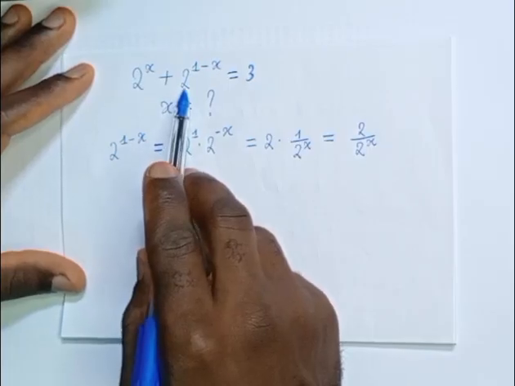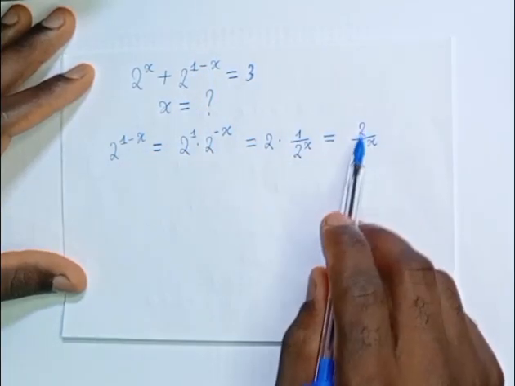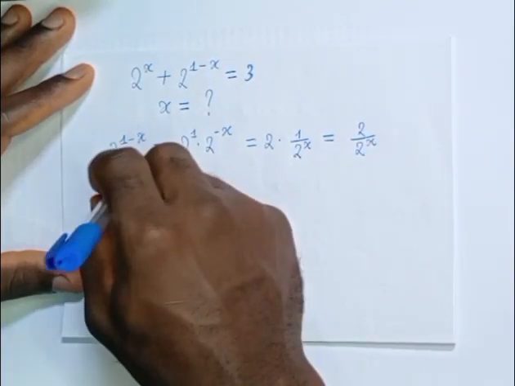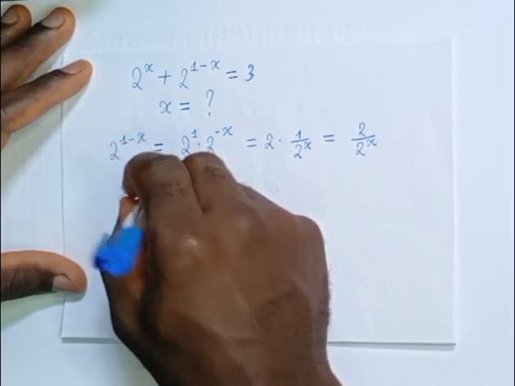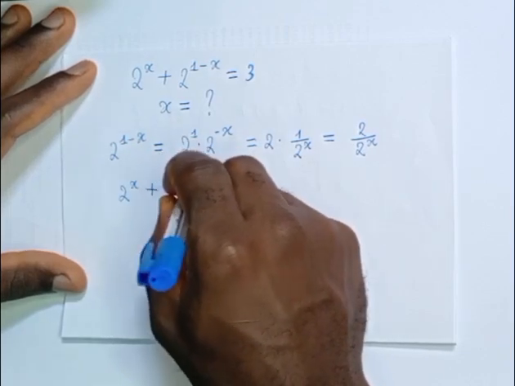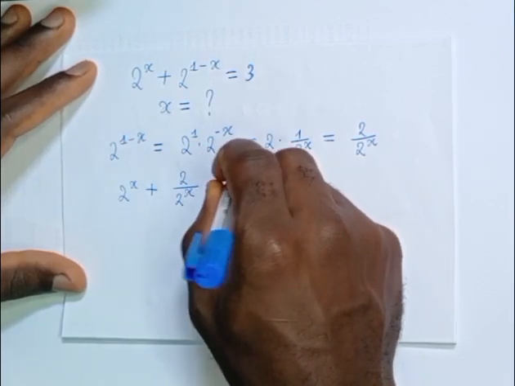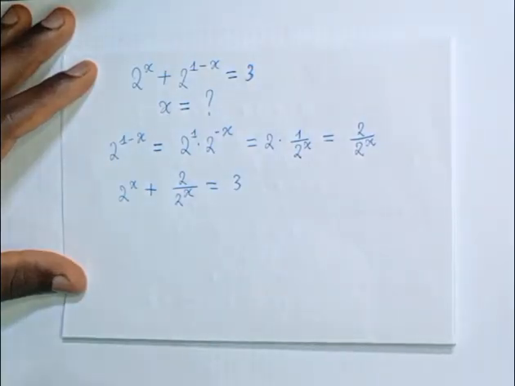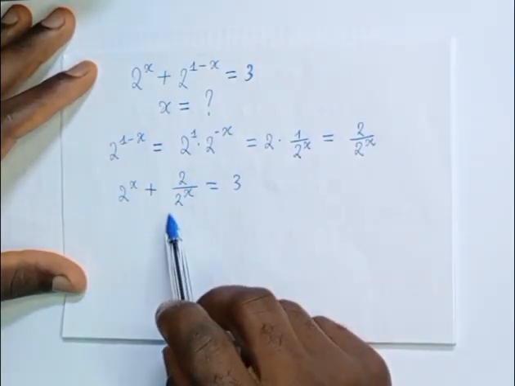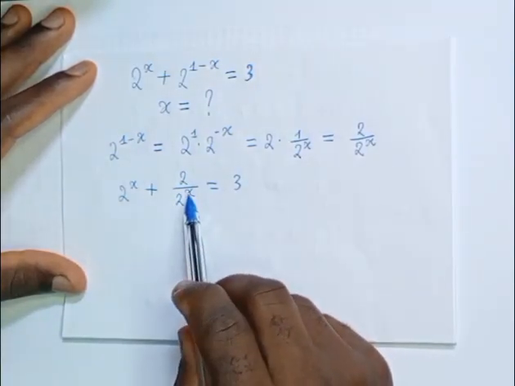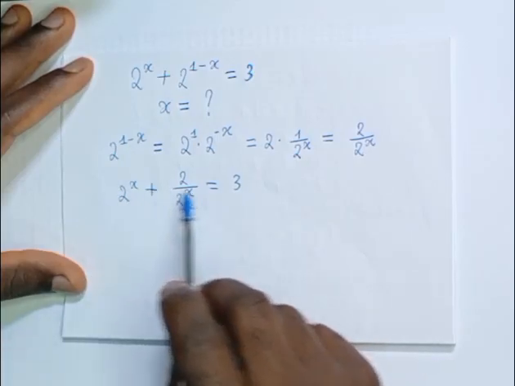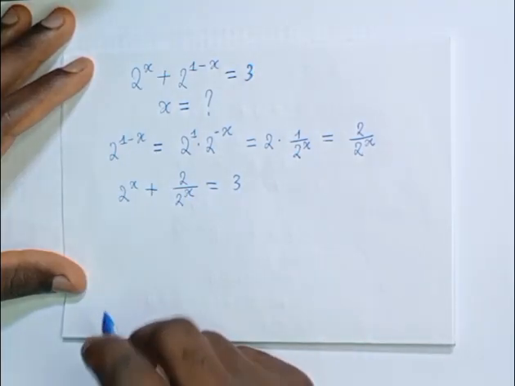We are going to replace 2 raised to the power 1 minus x with 2 all over 2 raised to the power x. This will give us 2 raised to the power x plus 2 all over 2 raised to the power x is equal to 3. Next step, we have to eliminate 2 raised to the power x at the denominator. Here, we are going to multiply all through this equation by 2 raised to the power x.